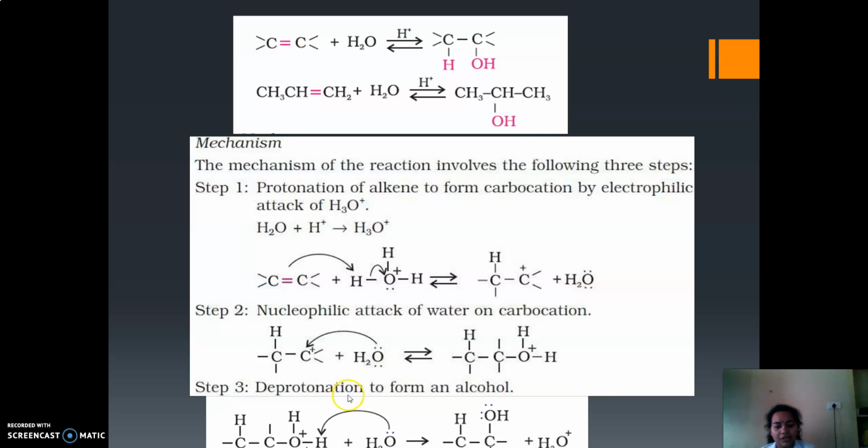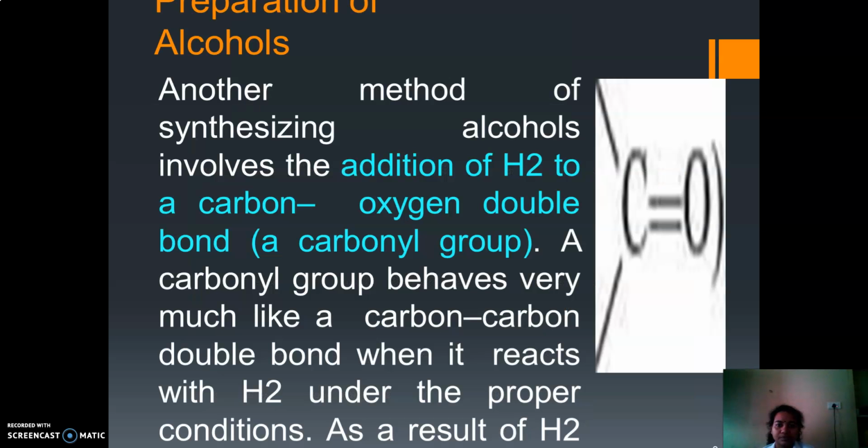Then deprotonation to form an alcohol, that is removal of H plus, that is deprotonation. Hydrogen plus is also known as a proton. It has only one plus charge, so it is also known as a proton. So protonation, deprotonation, that is removal of hydrogen, will occur here, and we can see then we will get our alcohol.